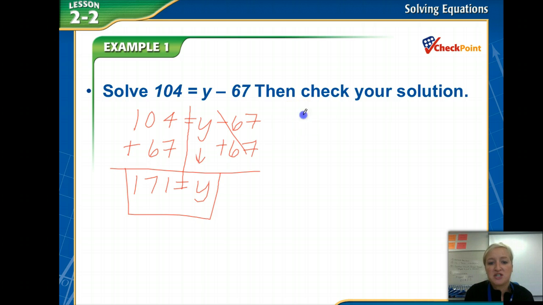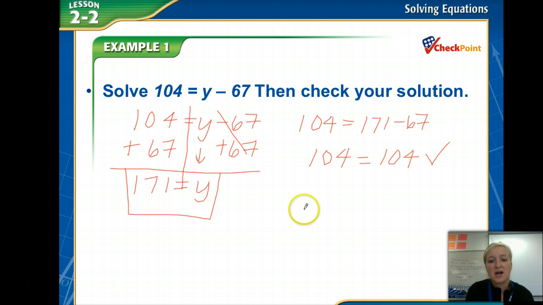Now I'm going to quickly check it and make sure that 104 equals 171 minus 67. And I know that yes, 171 minus 67 is indeed 104. So I have checked my answer. Did you get the same as I did?